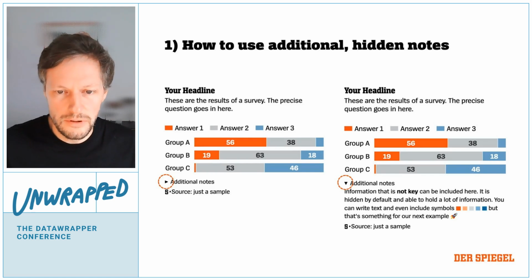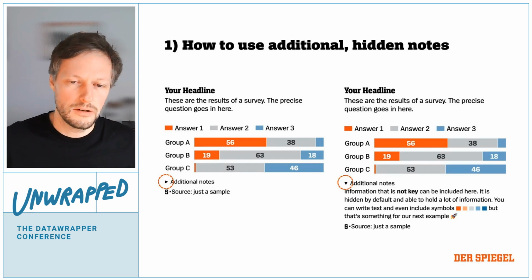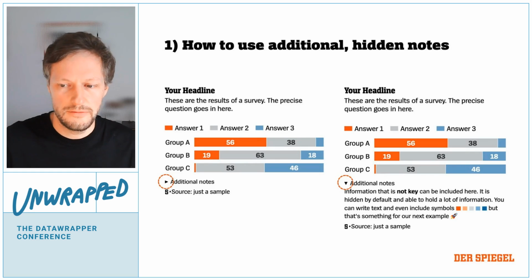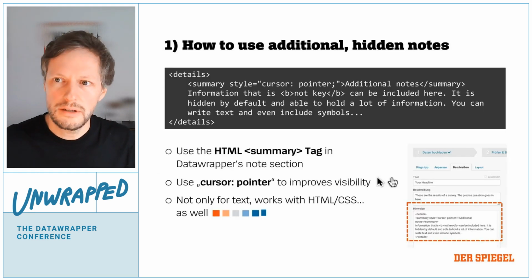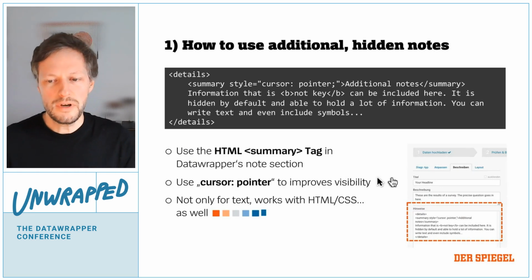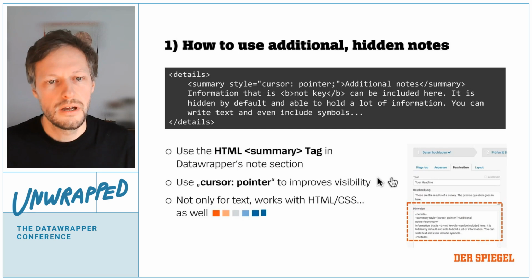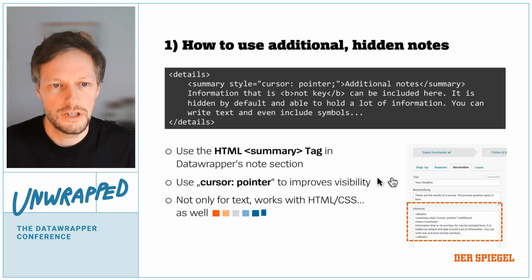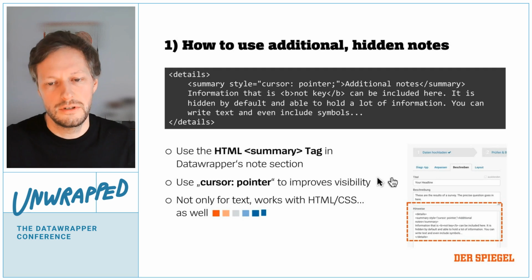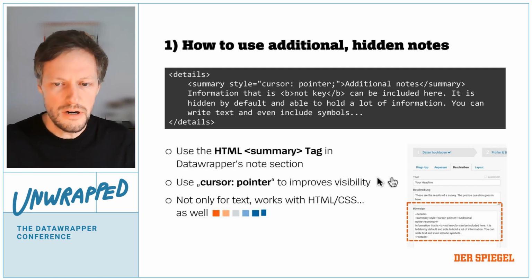Hide it by default, make your chart compact, but also have this additional information right at hand. So how does this work? This is the code behind this example you've just seen. It's just a very small block of HTML code, you see there in the black section. And this code goes into the notes field in Datawrapper.